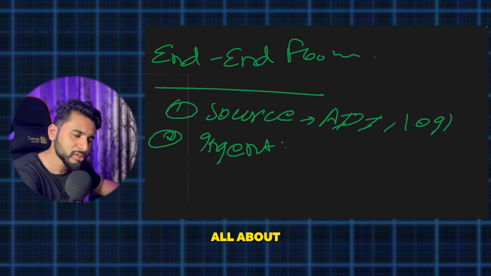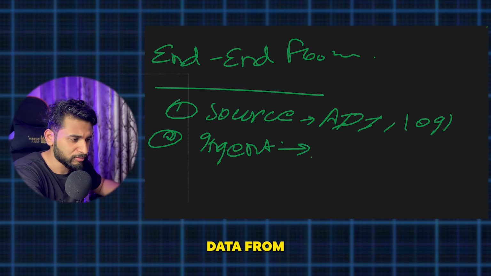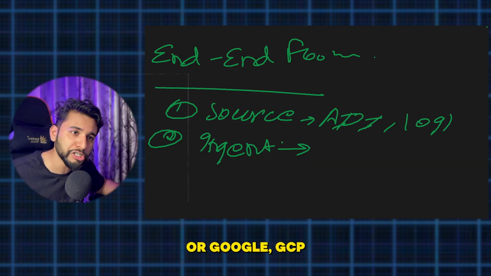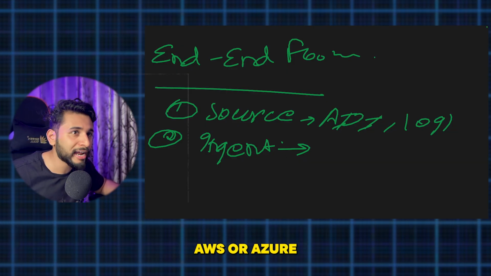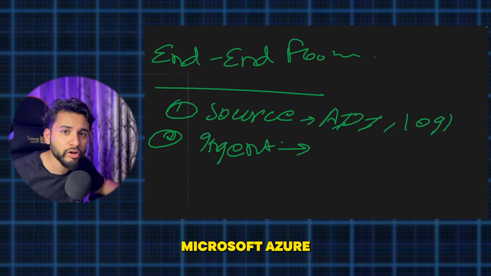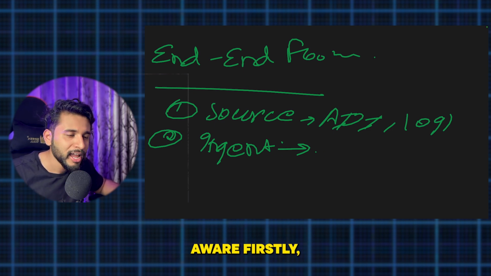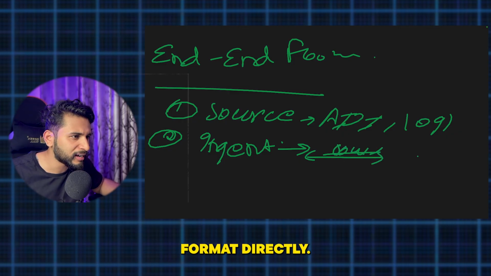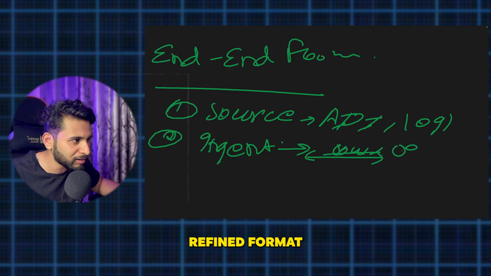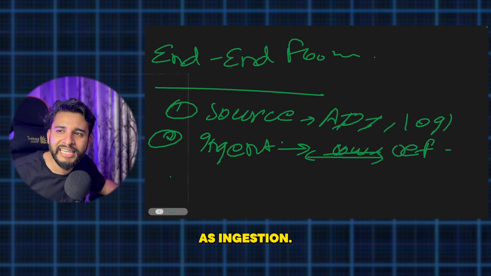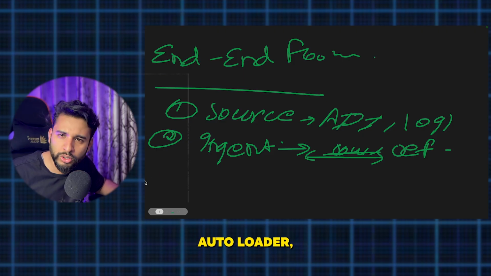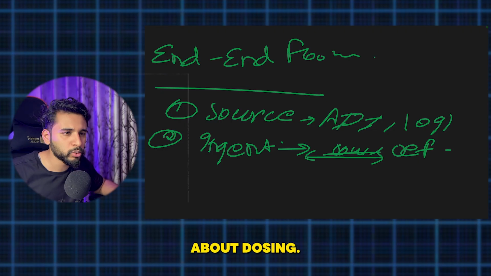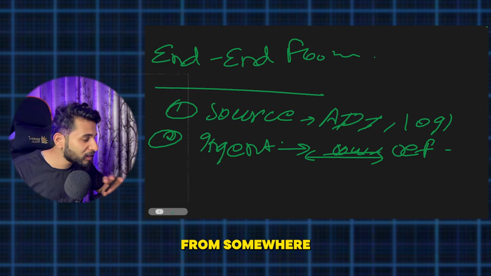Ingestion is all about taking the data from somewhere and adding it into your particular platform. Suppose you are using Databricks or Google GCP or Amazon AWS, or Microsoft Azure, anything you are using, you should first be aware of where you need to ingest the data from and make it available to the platform directly in the raw format. Many times you keep it in the raw format, many times in the refined format as per the use case. That is called ingestion. We use different kinds of tools like Python, Autoloader, or Spark. It depends on the requirements. Don't worry about those things. Ingestion just means taking the data from somewhere and making it available here.